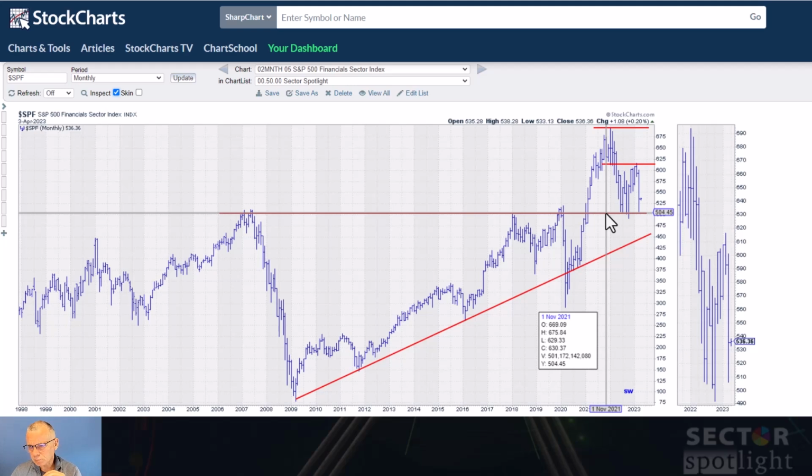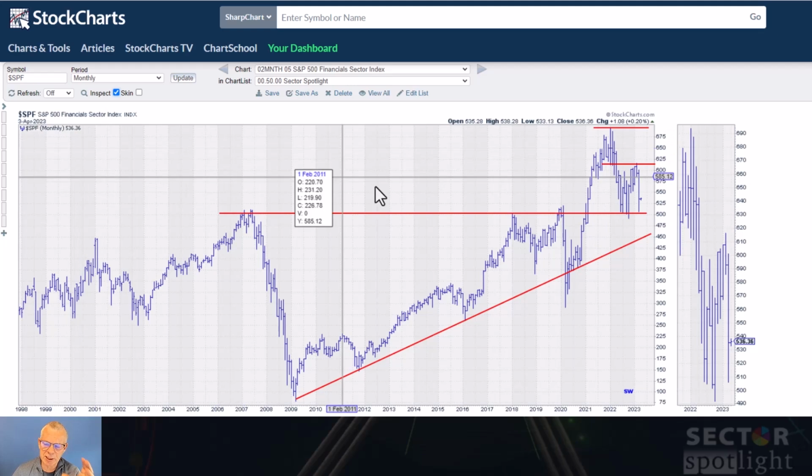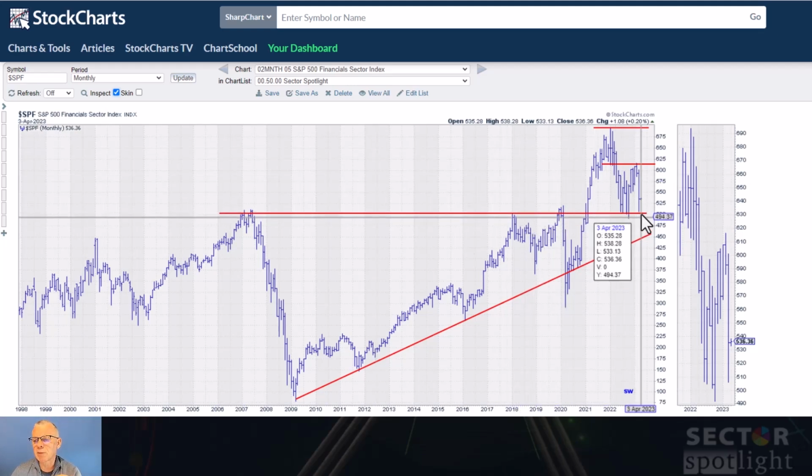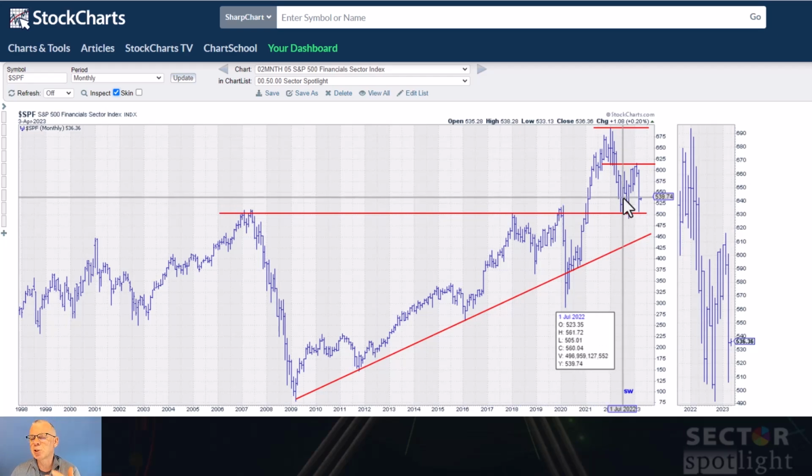So if we want to see that S&P 500 chart continue to improve, I think the S&P Financials Sector Index actually needs to stay above 500 and preferably start moving a little higher to support that move higher in the S&P 500. I think this financial sector could hold the key for further upside in the S&P 500.